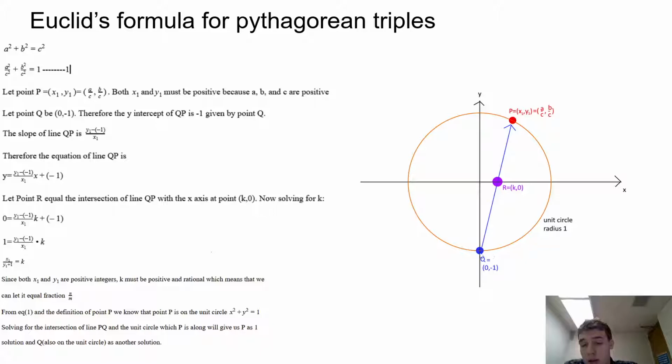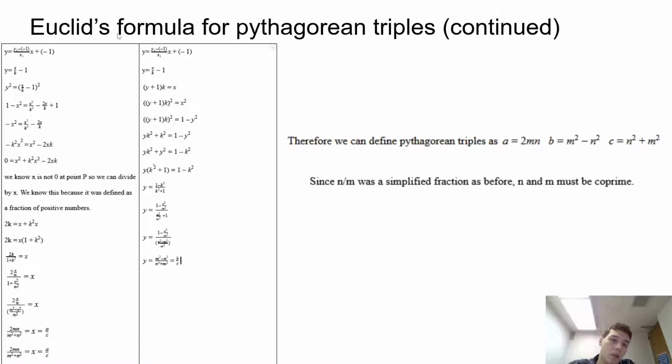Then let's take line QP and solve for where it hits the circle. That will give us two solutions. One is point Q, one is point P. Let's solve for point P and see how else we can write point P. We take the formula for the line, we can put the slope in terms of k, and let's go ahead and solve. When we solve, we get x in terms of k and we get y in terms of k, right here and right here.